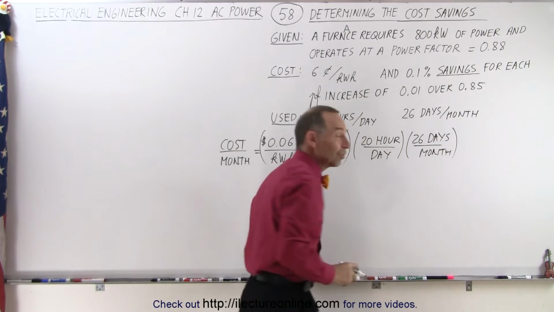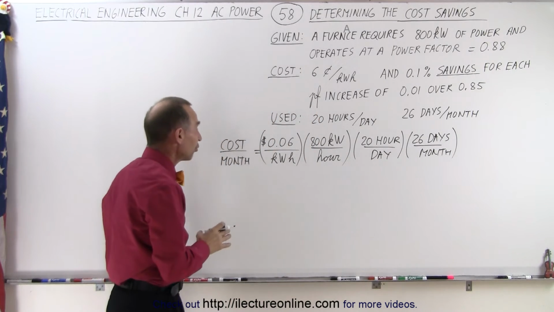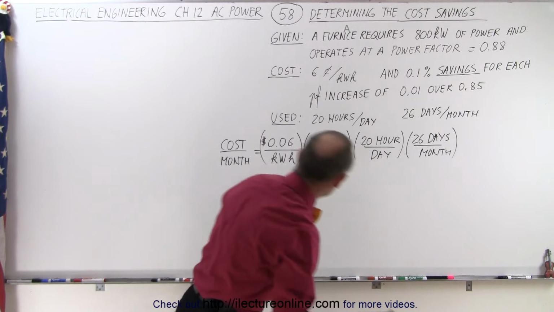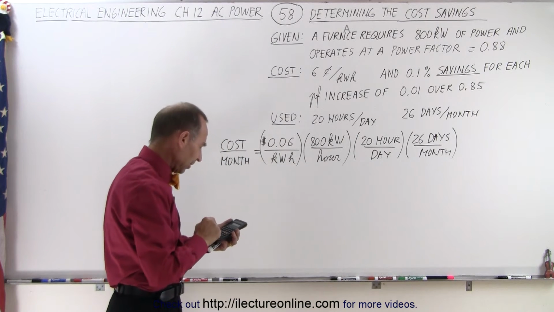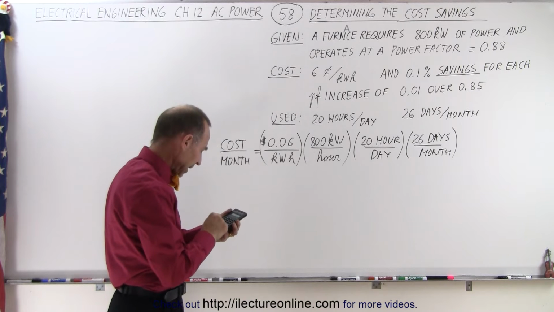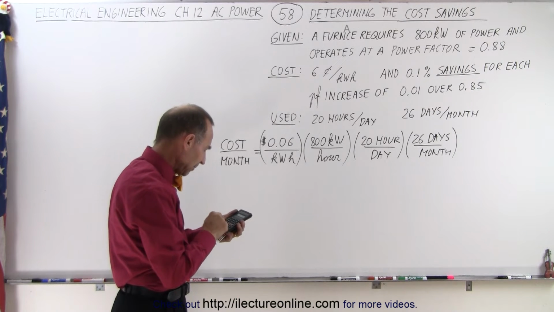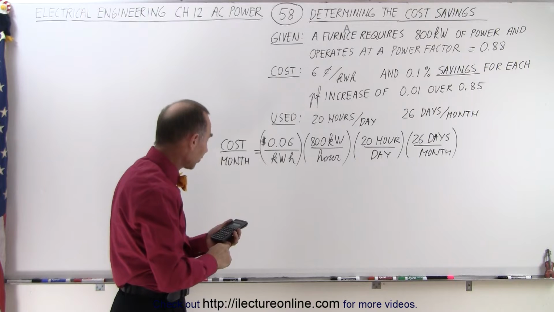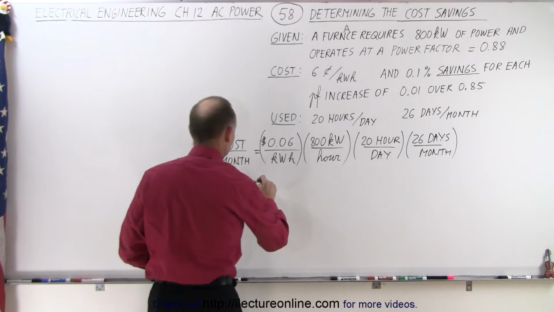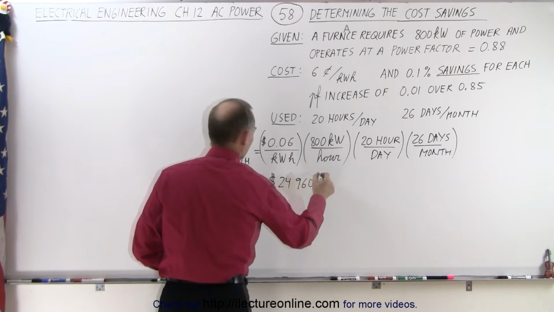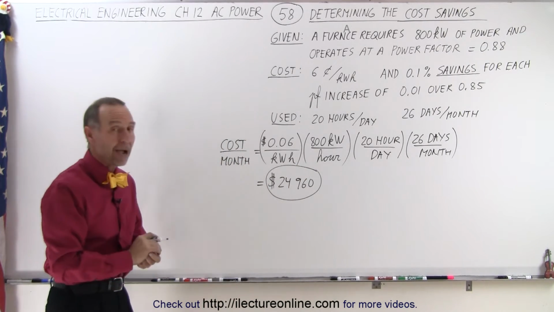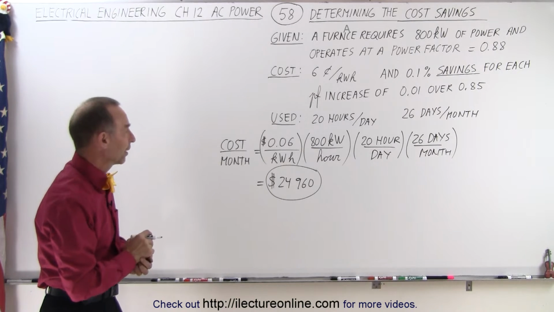And that should give us the amount of money it's going to cost to operate that furnace for the entire month at that rate. So we have 0.06 times 800 times 20 times 26. That gives us a cost per month of $24,960. That's a lot of money, but it's a big furnace requiring a lot of power. But they give us a little bit of a break.